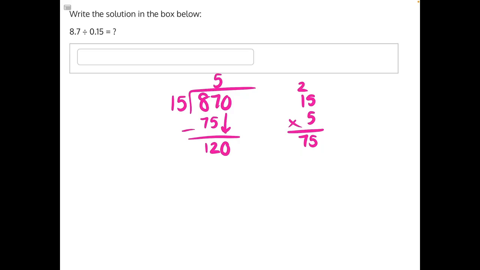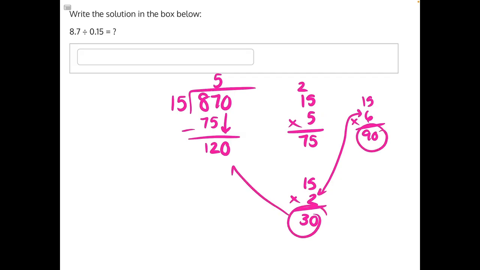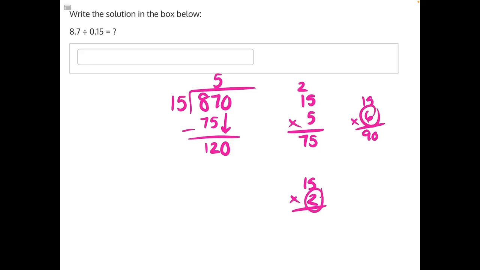And now we have 120. Again, I'm not sure how many times 15 goes into 120, so let's estimate. We know that 15 times 6 gets us to 90, and I know that 15 times 2 gives me 30. So if I combine these two things, 90 plus 30 equals 120. So 15 times 6 plus 2, which is 8, should give me 120.